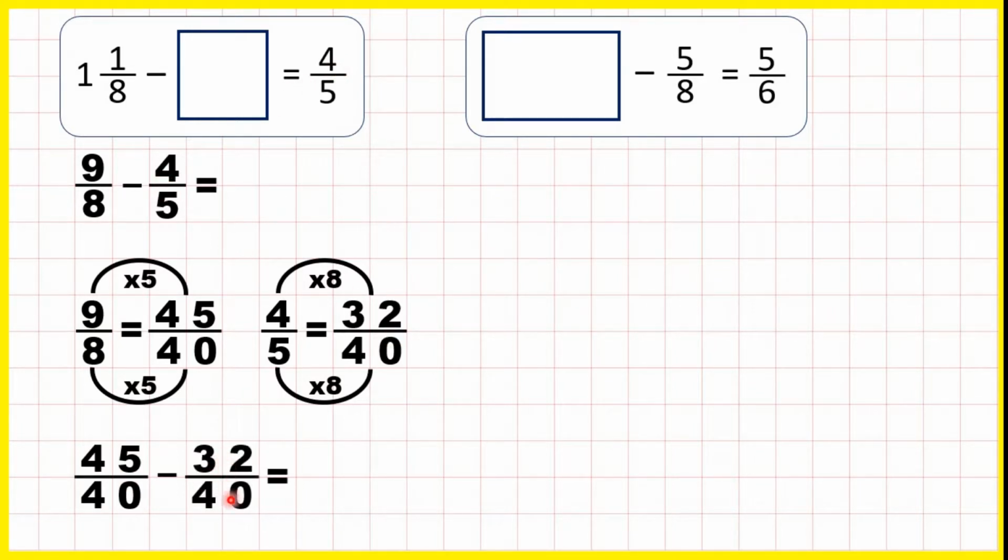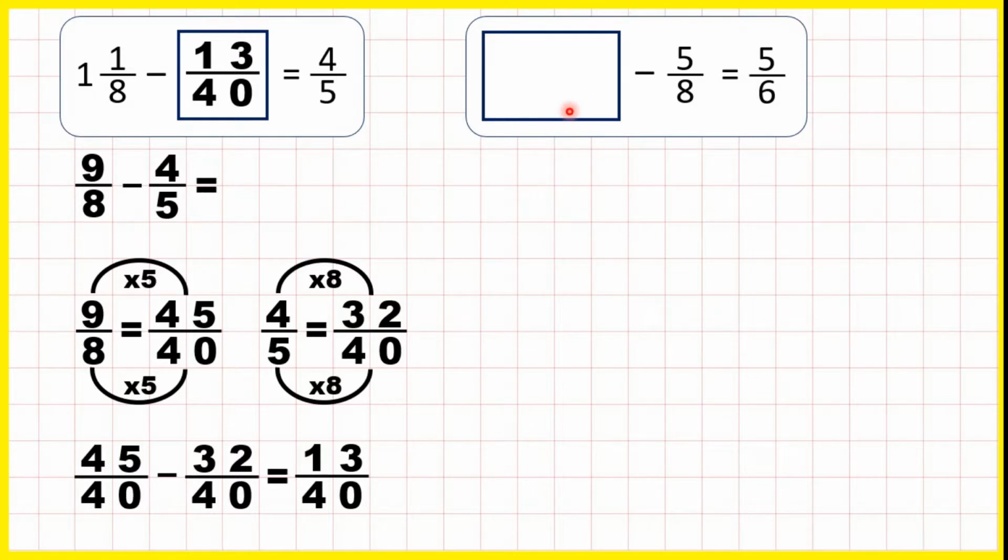So now we have a common denominator, so that stays the same in our answer, and 45 minus 32 is 13. So our missing fraction is 13 over 40.